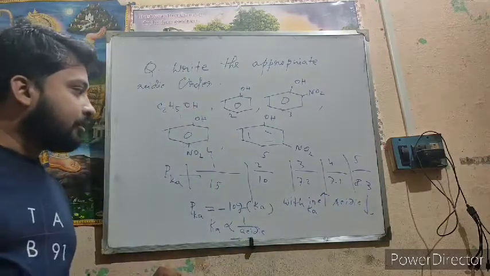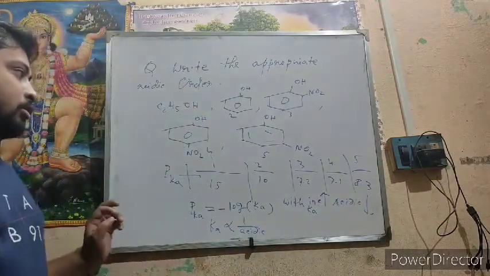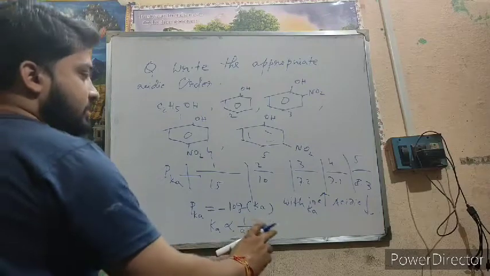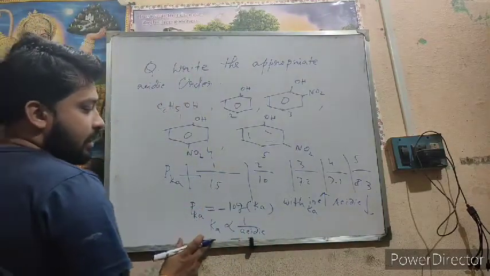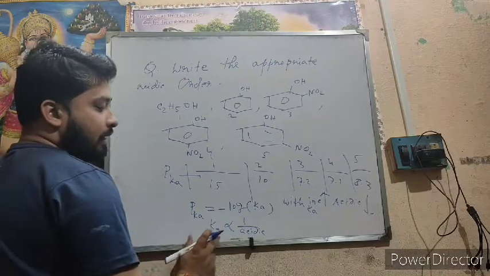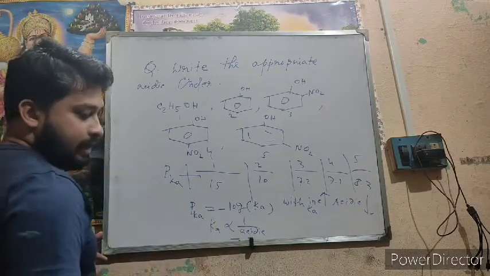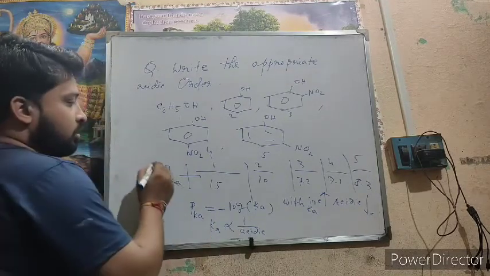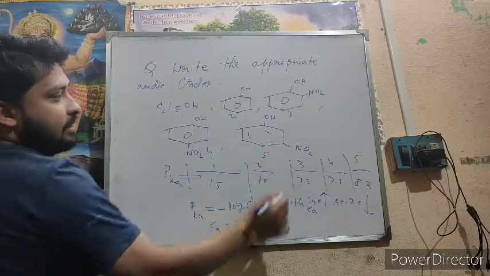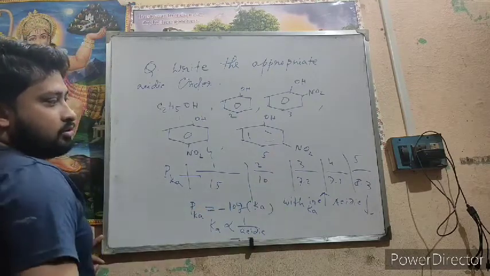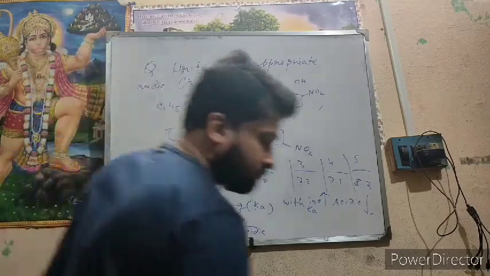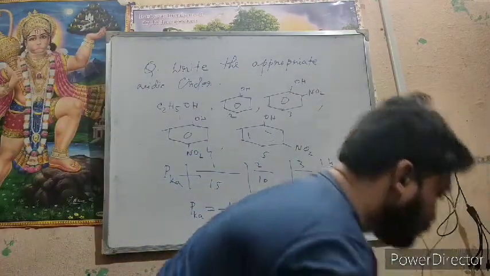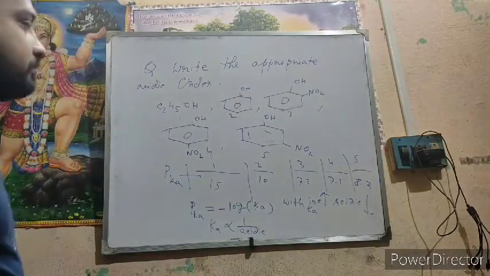Okay, very easy. So from here you can see that the value of Ka is inversely proportional to the acidic nature. So you can give this answer easily. You just note it down.